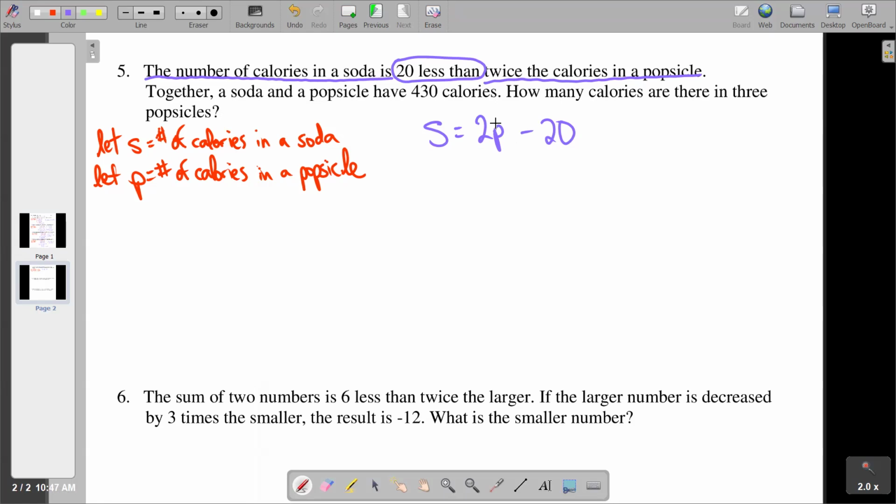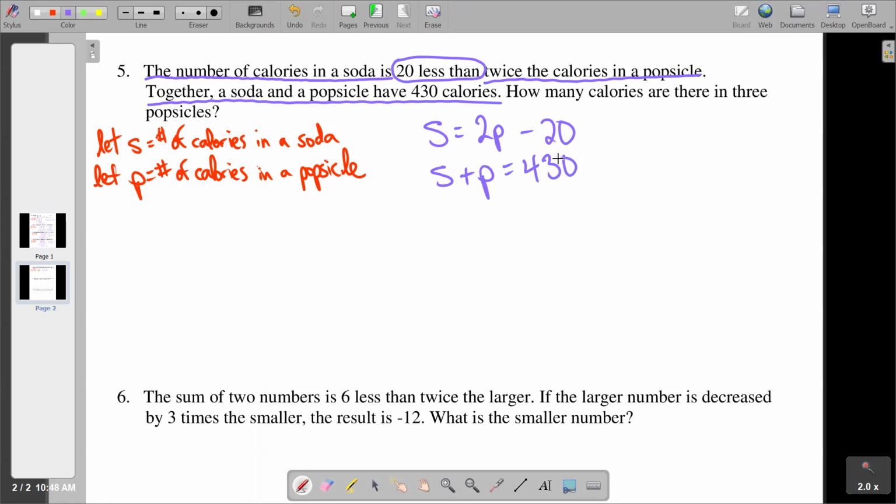And then you realize, chunk it, baby. Read a few words, put a little math down. This one's easy. I gave you a freebie. Together, a soda and a popsicle have 430. That's easy. This is our fourth time today. What's this equation? Yeah, S plus P. Good job, Jackson. S plus P equals 430. That's that old they-add-together thing. We love those. Fourth verse, same as the first.